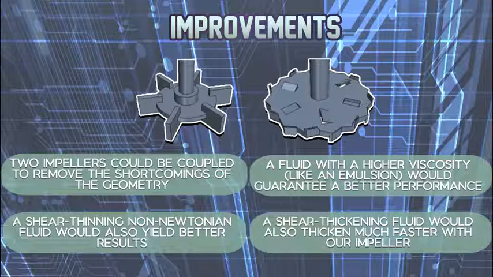Changing the fluid would also guarantee better results. For example, if instead of water, a fluid with a higher viscosity, like an emulsion, were to be used, then our impeller would perform better because our sawtooth impeller provides a higher shear stress than the Russian turbine, and that would break the emulsion particles more efficiently than this turbine.